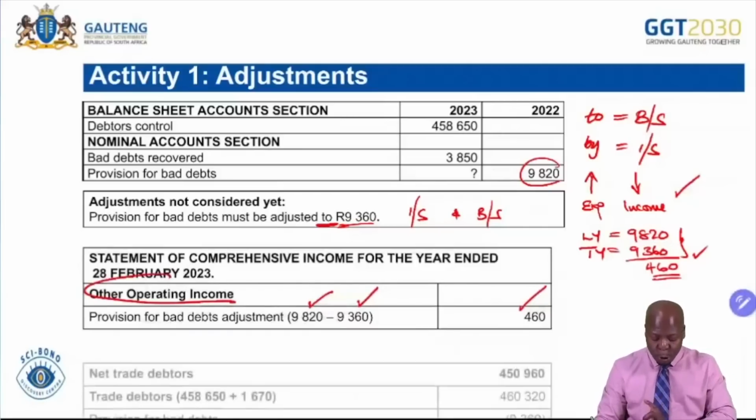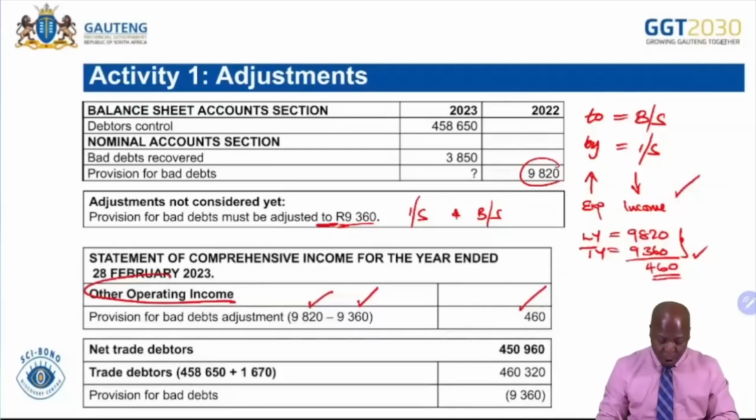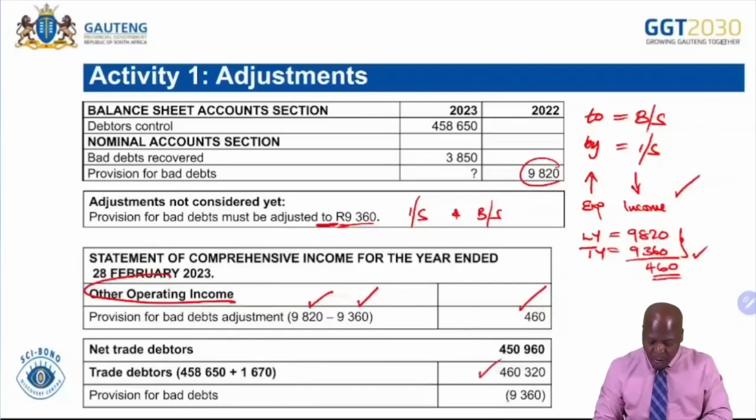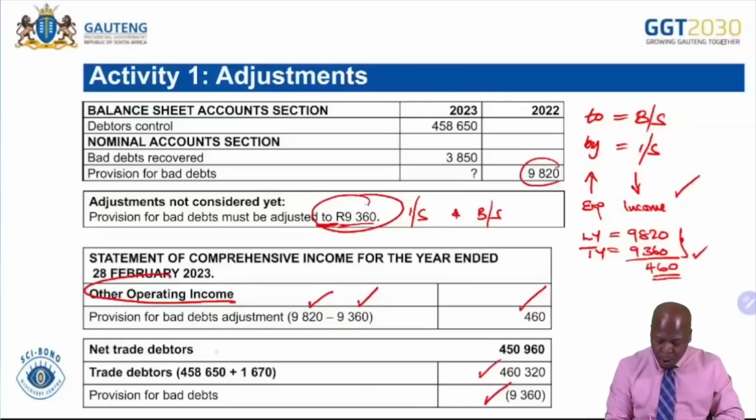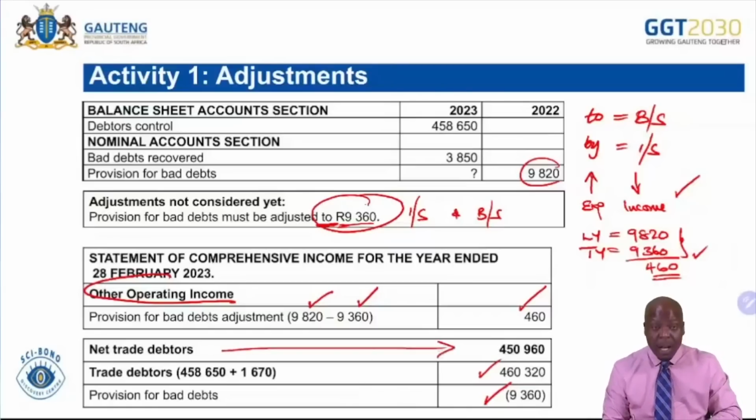But we would also want to show how to record this in the statement of financial position, whereby, remember we had our creditors here, so we would subtract the provision for bad debts. We are taking the amount, there it is. Then if you subtract your 9,360 from your 460,320, you then end up with your net trade debtors. Remember, this was also part of the demands of this question, so I've already answered that particular area. Can I move on? All right, let's move on to the next one.